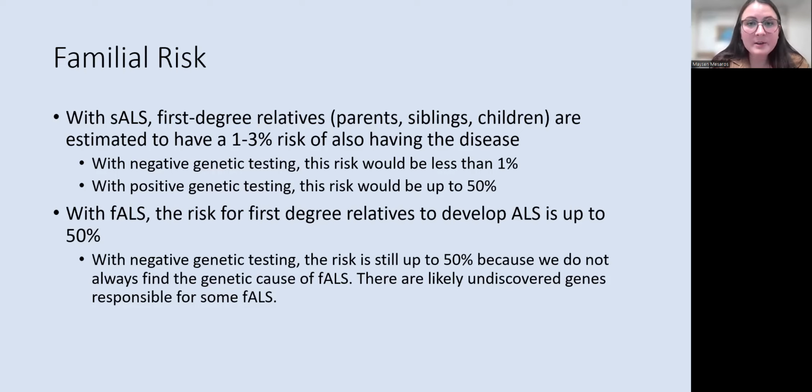Familial testing is a little bit tricky because even when negative, there technically still could be an increased risk for those relatives, because if you remember from one of the first slides, we only find a genetic cause for familial ALS in up to 70% of cases. So that 30% might be genes we haven't discovered yet. So we can't say that there's no risk for relatives, even when someone has negative genetic testing when they have familial ALS.